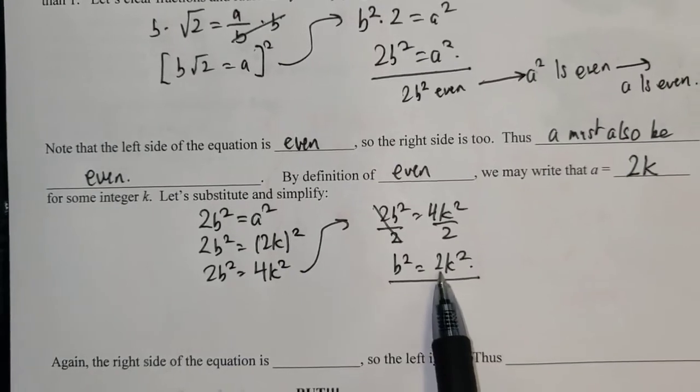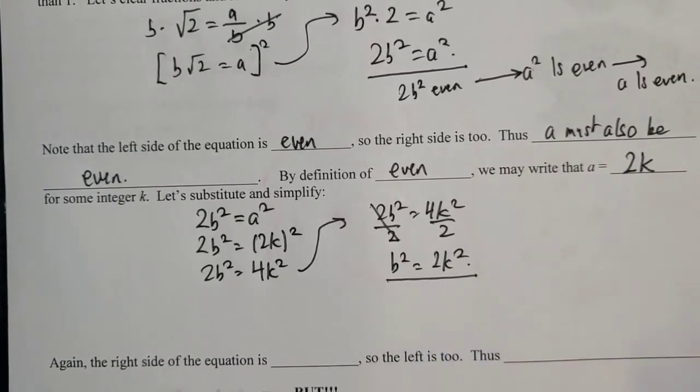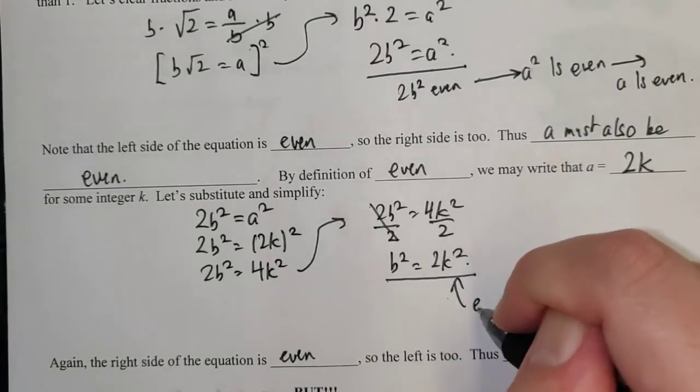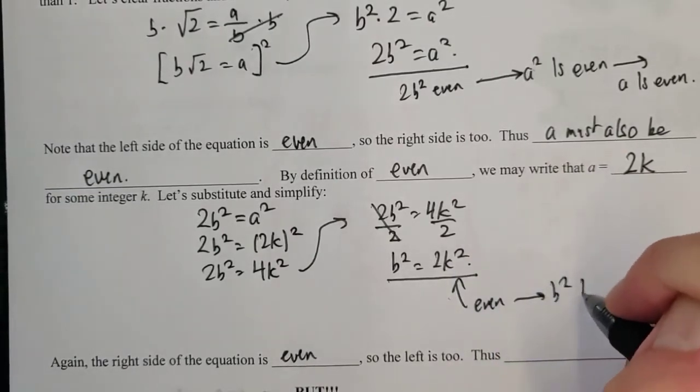Again, we look at the right side of the equation. The right side of the equation is 2 times an integer, so it's even. So 2k squared, this is even. Thus, this means that b squared is even.